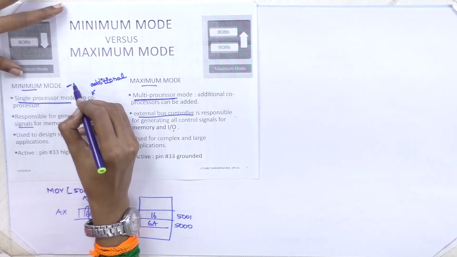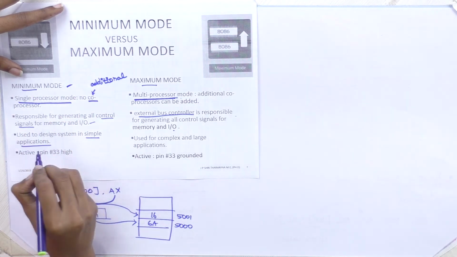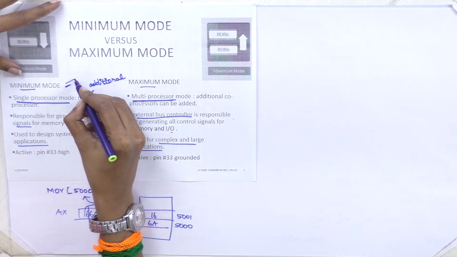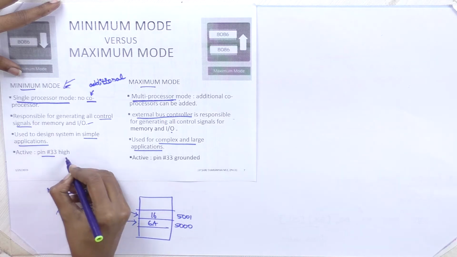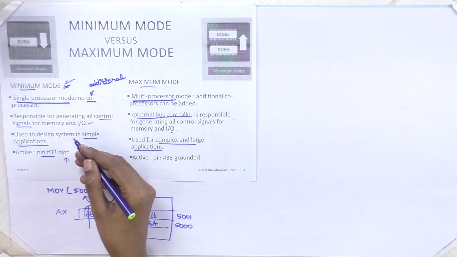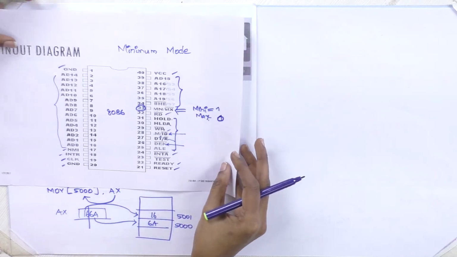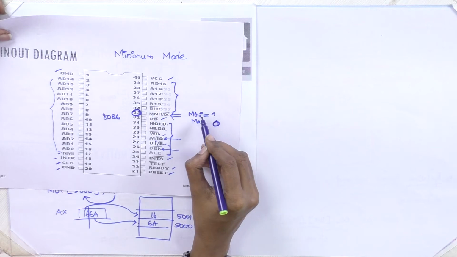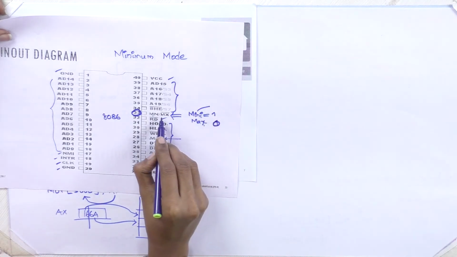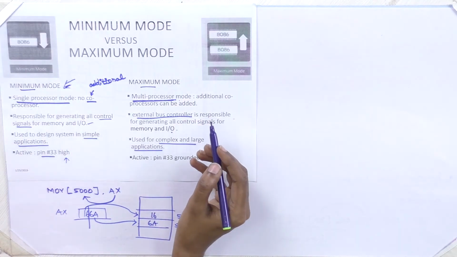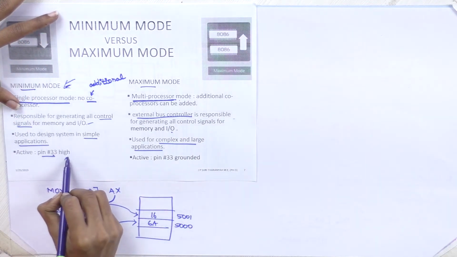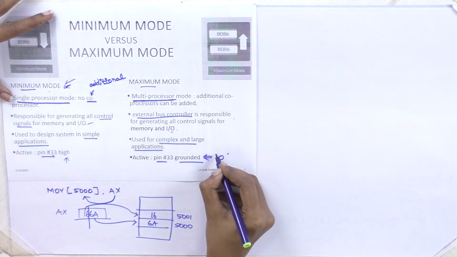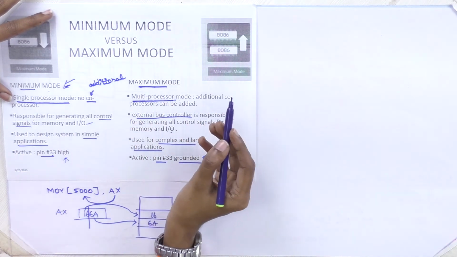Minimum mode you can use for simple applications, maximum mode for complex applications. To put the processor in minimum mode, pin number 33 should be high, as we have seen already. This is the pin diagram, pin number 33. If it is high, it is in minimum mode; if it is low, 0, it will operate in maximum mode. If pin number 33 is grounded, which is nothing but 0, the processor will be in maximum mode.